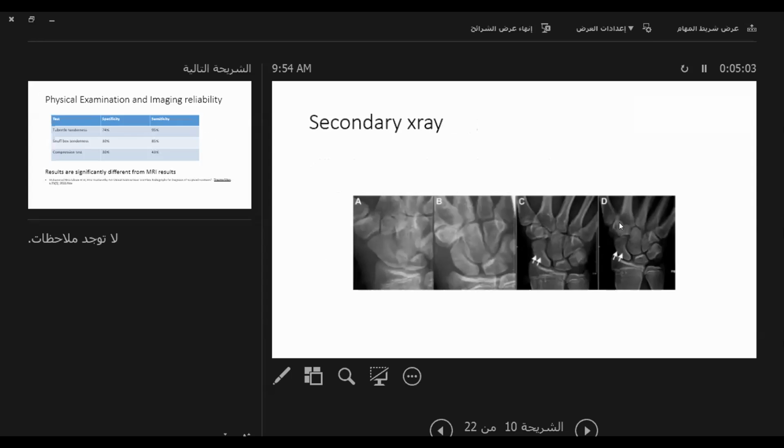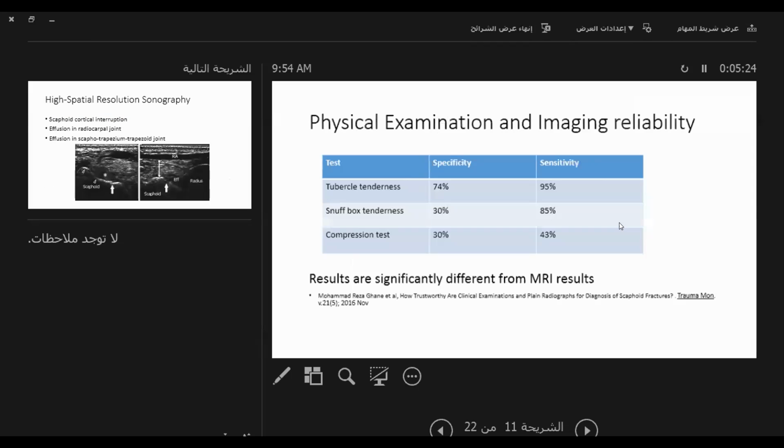On the secondary X-ray, you can see here in the AB, there are no obvious fractures, but when you go 14 days later, you can diagnose it, and it might appear. And as we said again, there are also false negative results in the second visit, with a poor inter-observer consistency.